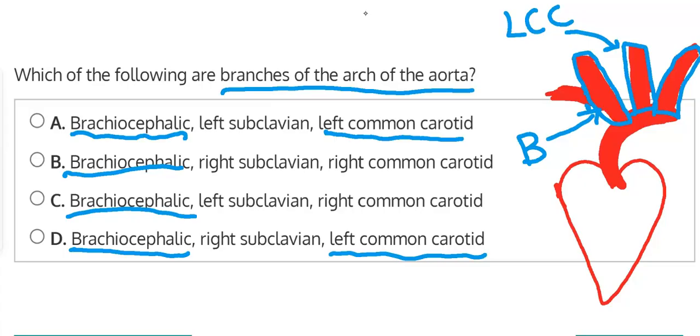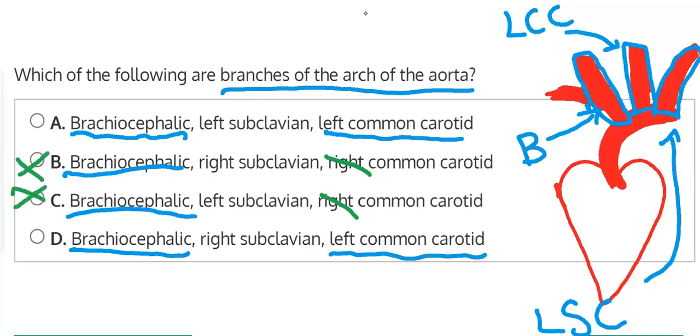Options B and C say a right common carotid. Now, is there a right common carotid here? Well, no, because at the end here, this is your left subclavian. So there actually isn't anything labeled with the right that we're looking for in the aorta here. For that reason, we don't need this, and we can eliminate options B and C. So now, between options A and D, which one do we go with?